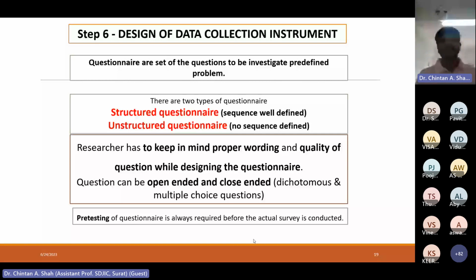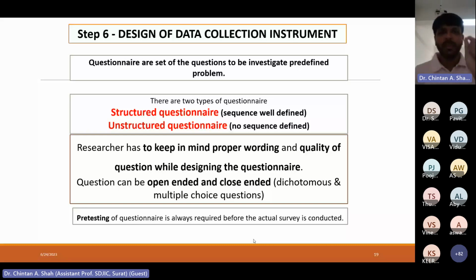There are two types of questionnaire: the structured questionnaire and the unstructured questionnaire. A structured questionnaire means a sequence that you have already defined, and a non-sequence is the unstructured questionnaire. You can ask certain questions directly or indirectly. Indirect questions you can ask in an informal way. But when you are using a structured questionnaire, it is very clear and very specific. You have to go by the formula, by the process.